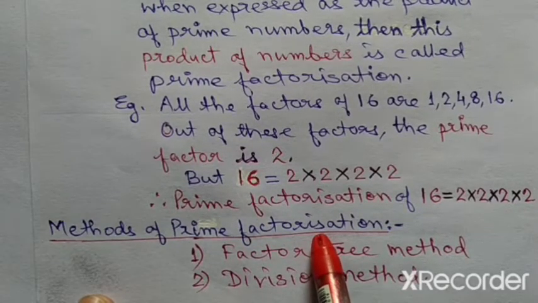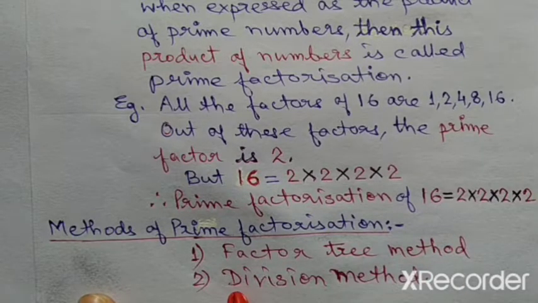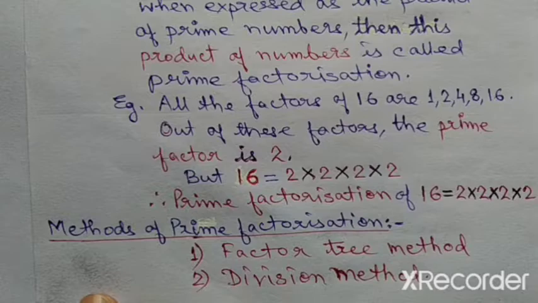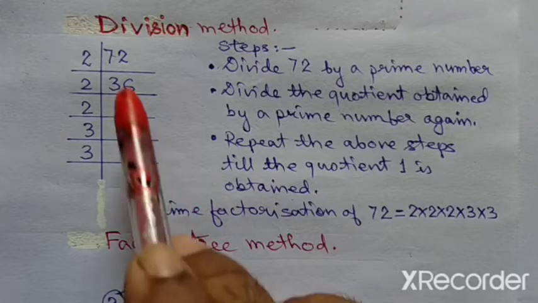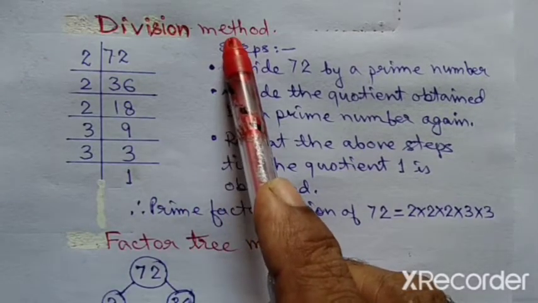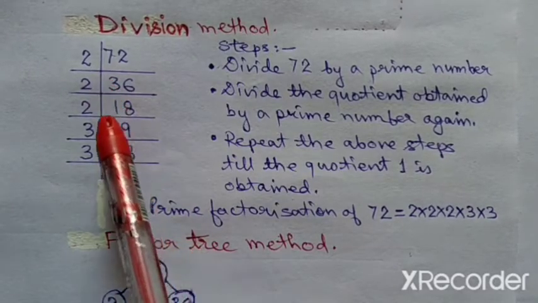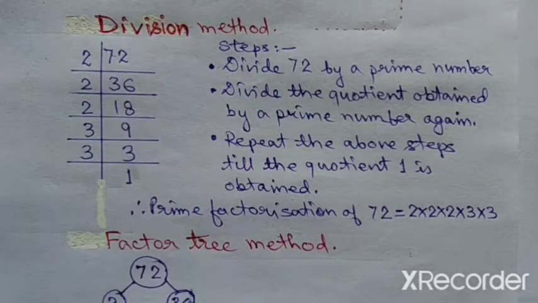So children, there are two methods: factor tree method and the second one is division method. Let us try to understand one by one. Okay children. Now children, the first one is division method. Let us try to understand. Now in this method, these are the steps. Suppose you have to find out the prime factorization of 72. So what will you do, children?